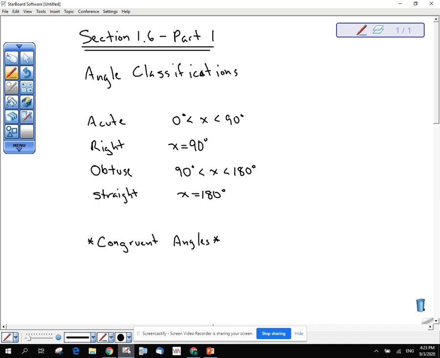Geometry, Section 1-6, Part 1, Angle Classifications. These are probably words that you've heard before. We're starting simple, as you probably noticed here in geometry, to get ourselves a base foundation, a language that we can use and build upon. So the words are acute, right, obtuse, and straight, all referring to angles.